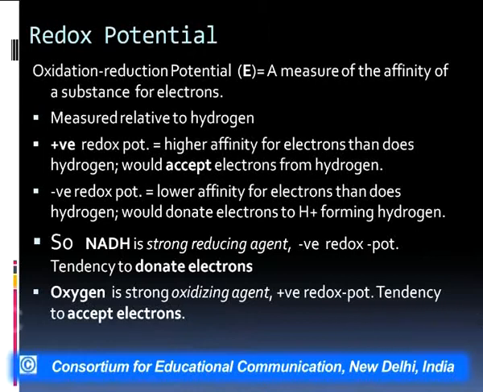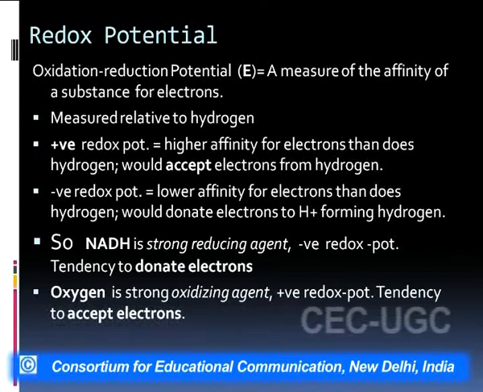So, on that note, NADH that we are talking about is a very, very strong reducing agent. It has a negative redox potential and it has a tendency to donate electrons. On the other hand, oxygen is a strong oxidizing agent since it has a positive redox potential, and therefore, it has a tendency to accept electrons.